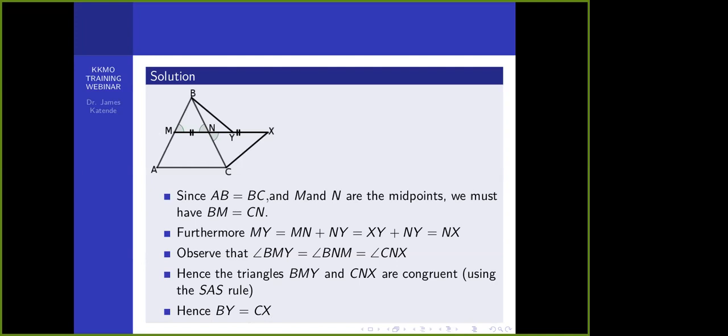Is that making sense? Yes. Yes. Okay. So if there are no questions on this one, I can move on to the next one.